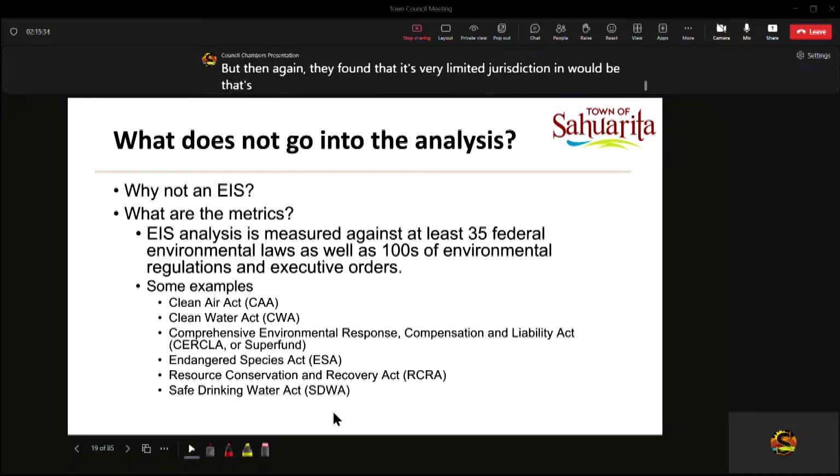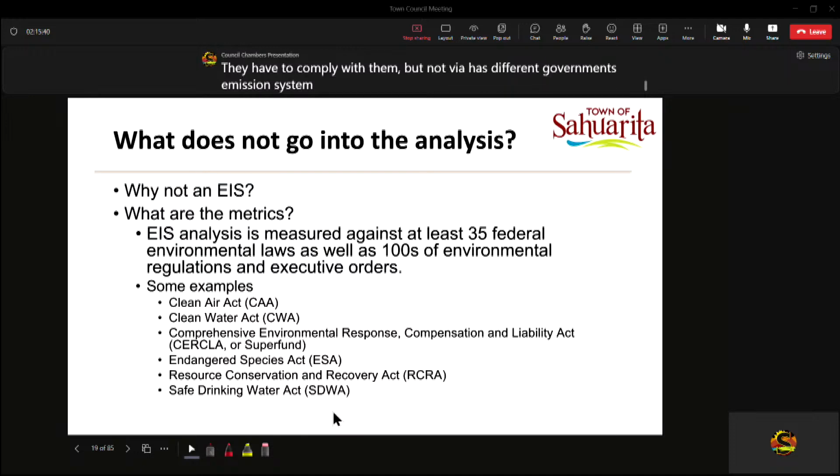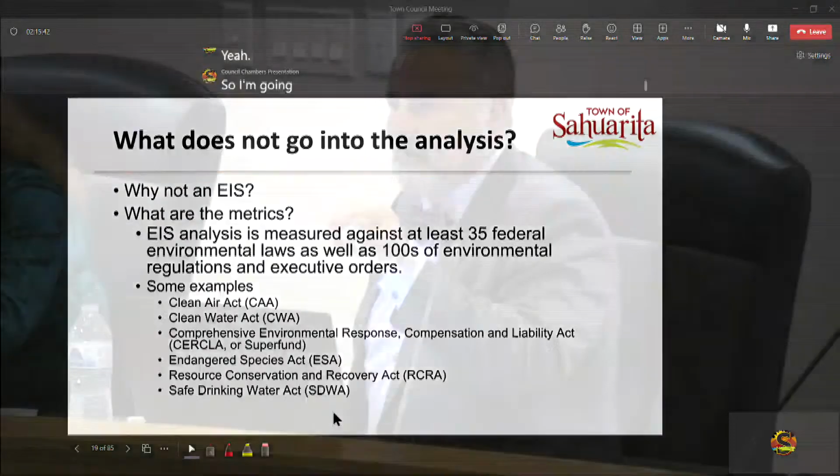Endangered Species Act is another. They have to comply with them, but via a different government agency. An agency, right. Yeah. So I'm going to kind of spin through. The rest of the slides just sort of repeat. I just wanted to give a full coverage of the EIS question because it's complicated.